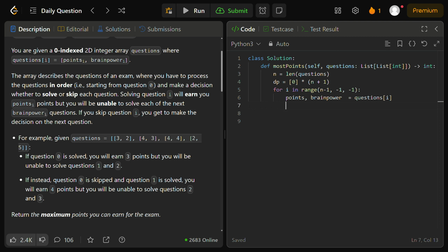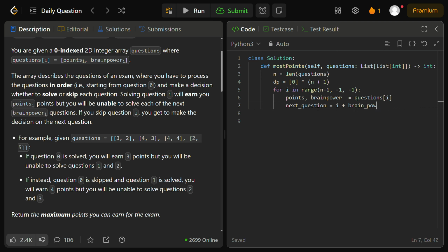But before we actually start handling the logic for making those two choices, whether to solve or skip the question, let's actually calculate the option to solve the question. So if in some world we actually choose to solve it, what would that next question really be? Well, that next question would simply be brain power questions forward, because of course we have to skip the next brain power questions, and so we have to calculate it from this index onward. And so it's going to be the current index i plus brain power.